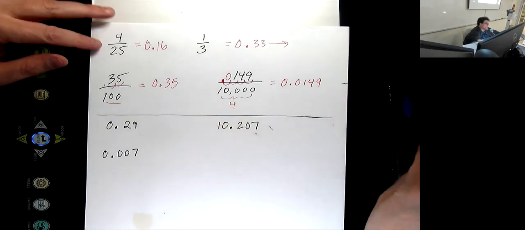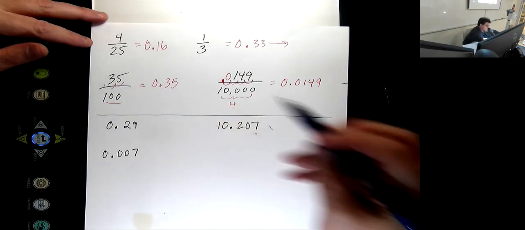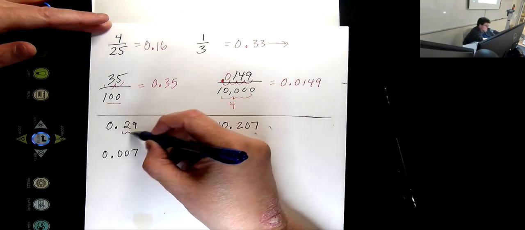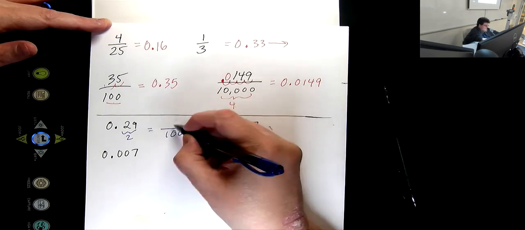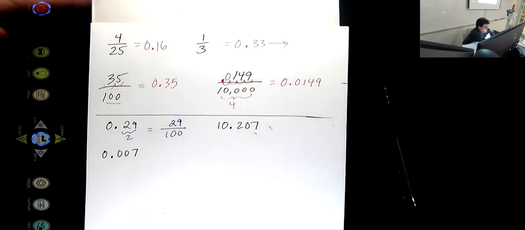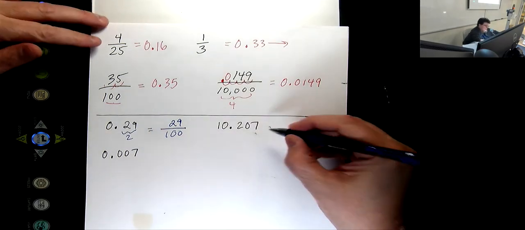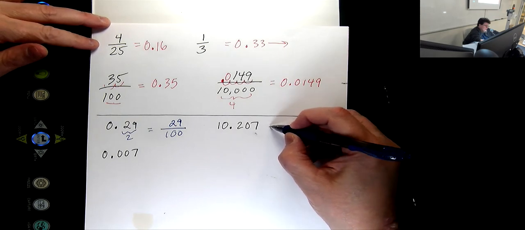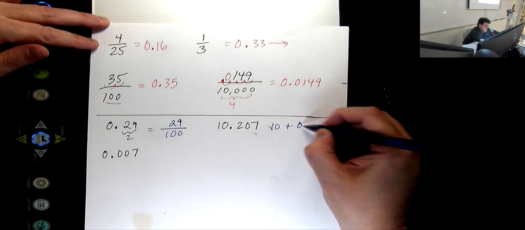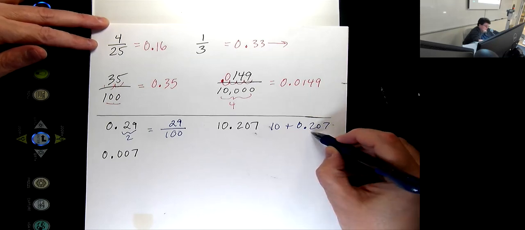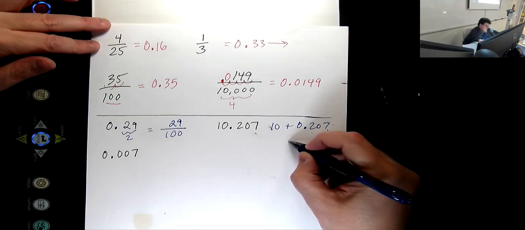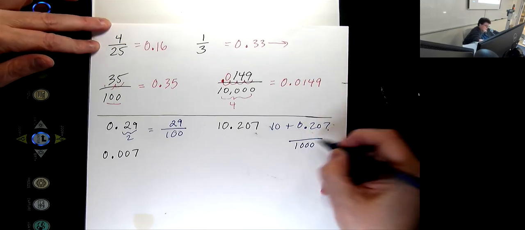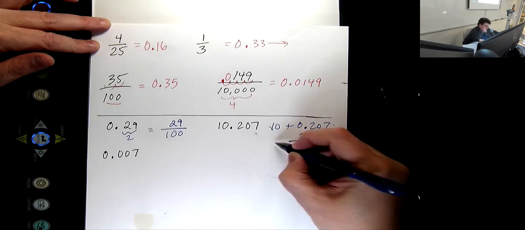If you're going the other way, we can count the decimal places. I've got 2 decimal places, so I'm going to have 2 zeros on the bottom, and this becomes 29 on top. Then 0.207 has 3 decimal places, so I'm going to put 3 zeros on the bottom after the 1, and put the 207 on top.